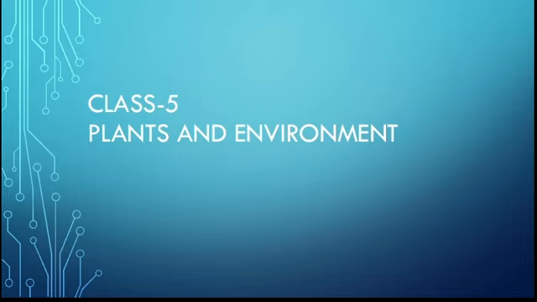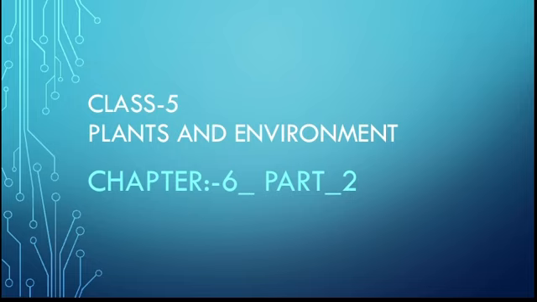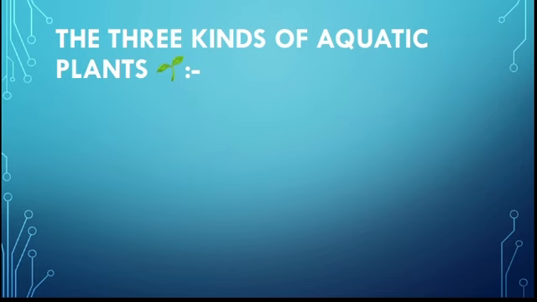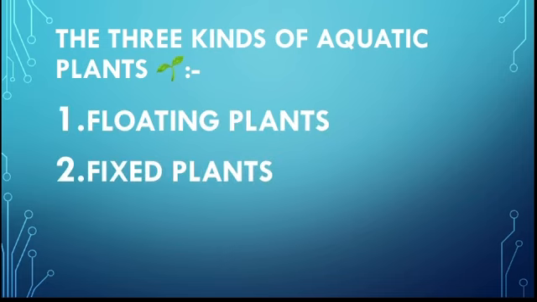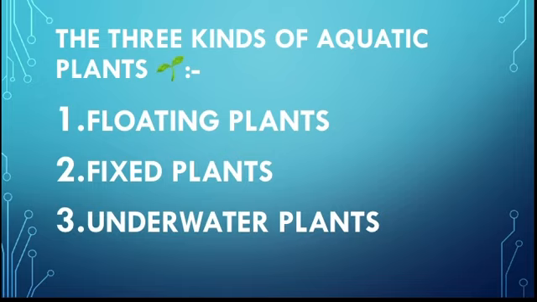In our last class, we discussed what habitats and habits of plants are. What are habitats? Plants can be found almost all over the earth. They grow on land as well as in water, and these are known as their habitats. We learned about habitats of plants, that is terrestrial plants and aquatic plants. Today we shall learn about the three kinds of aquatic plants: floating plants, fixed plants, and underwater plants.